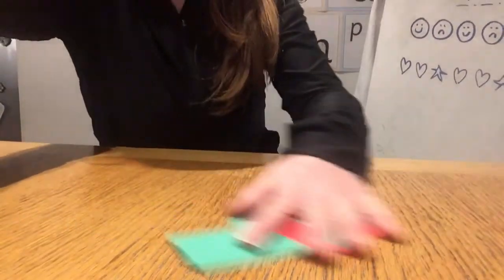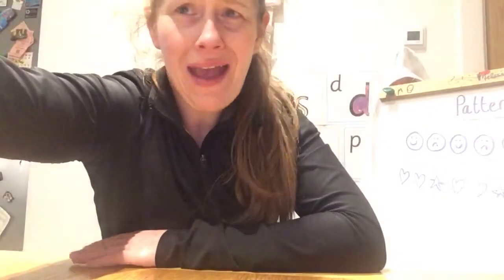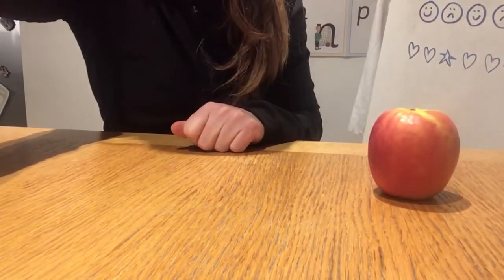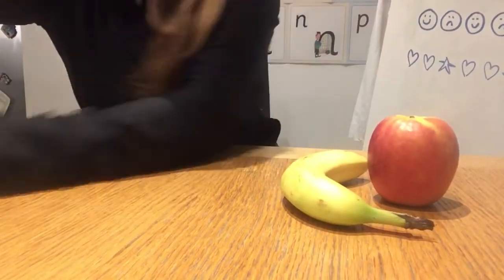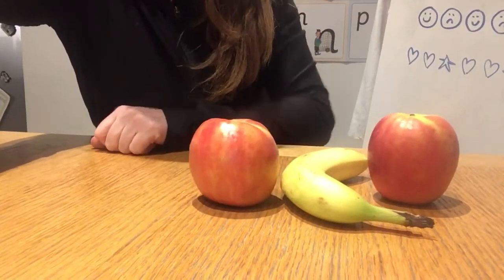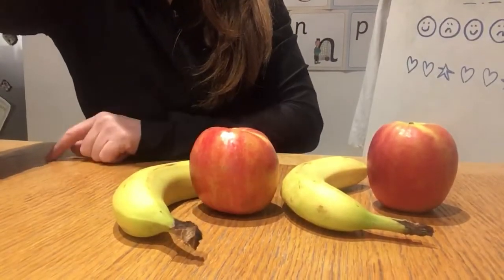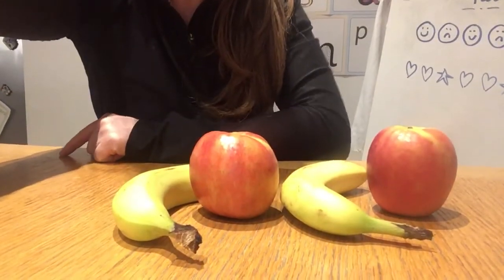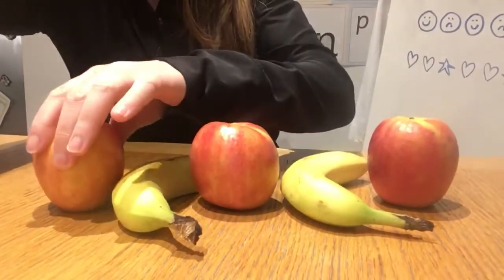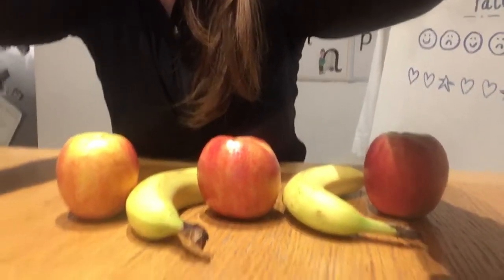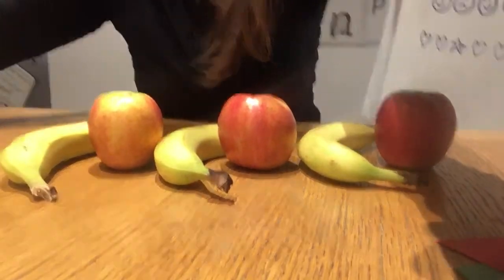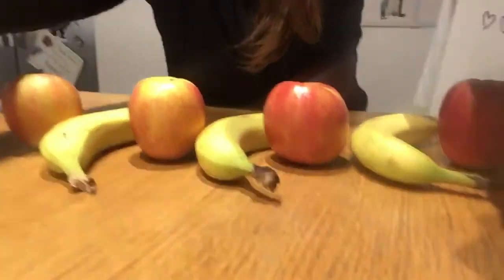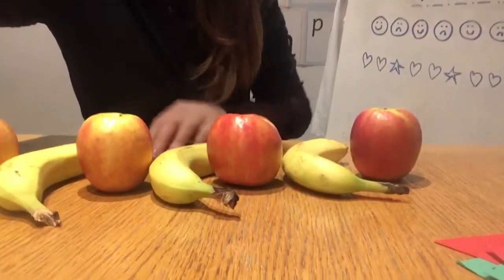Brilliant. Okay, now we can make patterns out of anything. So let's see what else we can do. What's that? That's right, it's an apple, a red apple. Banana. Red apple. Banana. What comes next? Yes. It's a red apple, of course it is. And after that, it's a banana. And after that, it's another apple. Excellent. Brilliant.